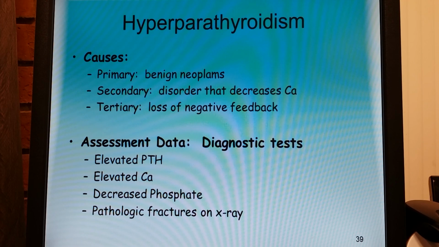And then tertiary, that's hyperplasia of the parathyroid gland and a loss of the negative feedback from circulating calcium levels. What that means is that you have secretion of the parathyroid hormone even with normal calcium levels. This is observed in a patient who's had a kidney transplant after a long period of dialysis for CKD.